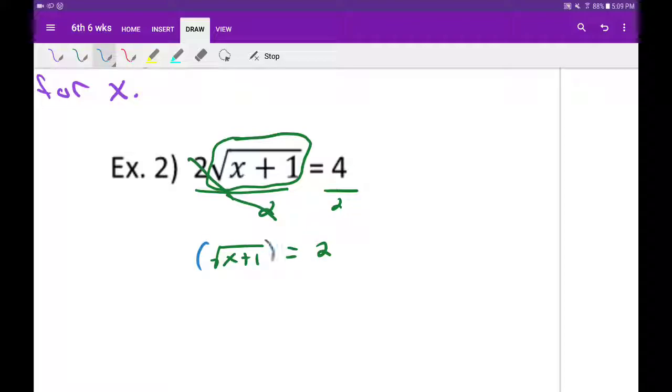Get rid of the square by taking it to the power 2. And remember, even though it's not written, there's this 2 assumed to be there on the index. Okay, those cancel. We get x plus 1 out, and 2 squared is 4. Solve for x, so subtract by 1. x equals 3.